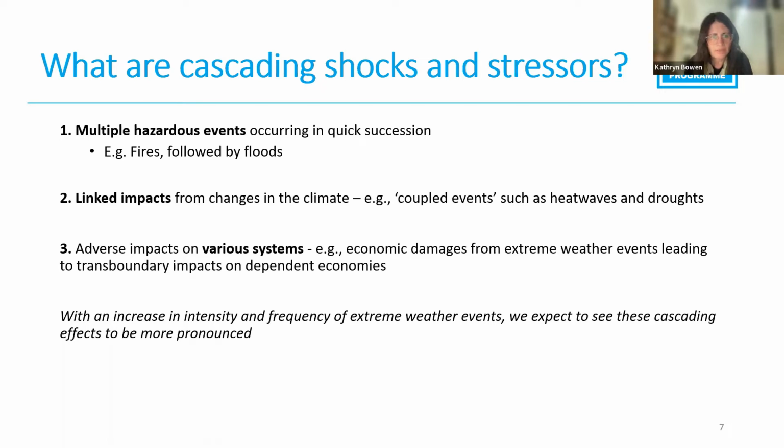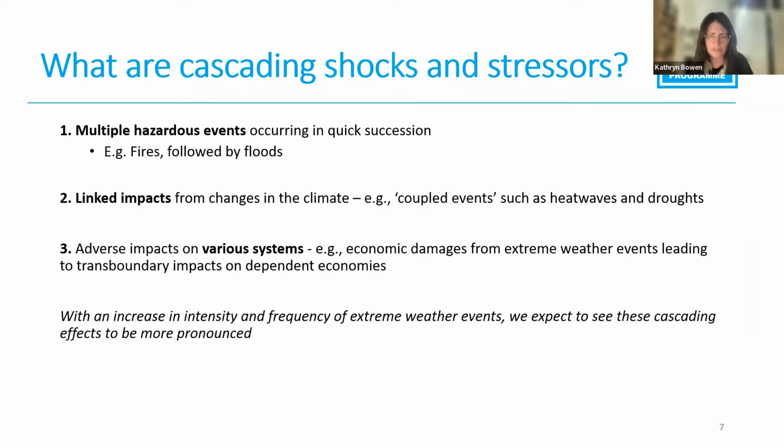In this policy brief, we talk about three types of cascading shocks and stresses. One is multiple hazardous events that occur in quick succession. If I think about the example in my home country in Australia, 2019 was the driest year on record, so we had a long period of drought. This was followed by the devastating Black Summer bushfires of 2019 and 2020. And then in the first half of 2020, we were also faced with floods. So this is an example of multiple hazardous events that occur in quick succession.